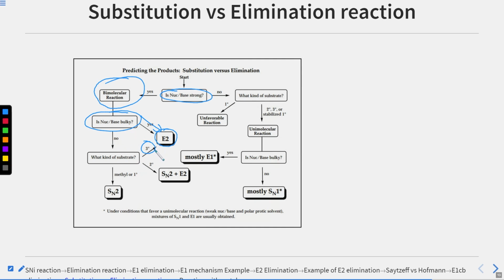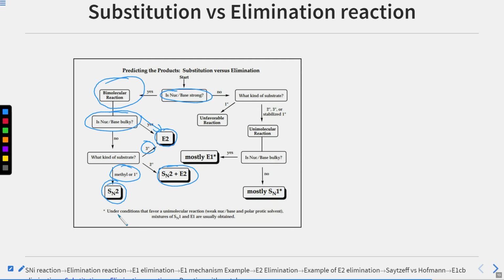So now if your substrate is 3 degree, it will give E2. If it is 2 degree, it will give both SN2 and E2. Now suppose it is neither 3 degree nor 2 degree, it is 1 degree. Then in that case, it will give SN2 reaction. So is this clear? Okay.